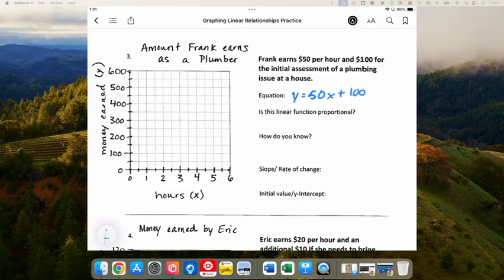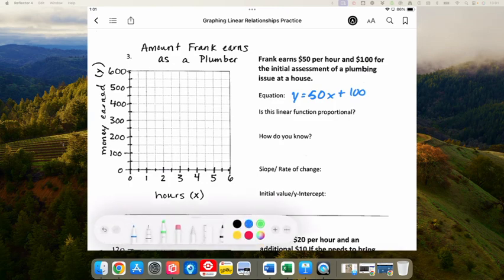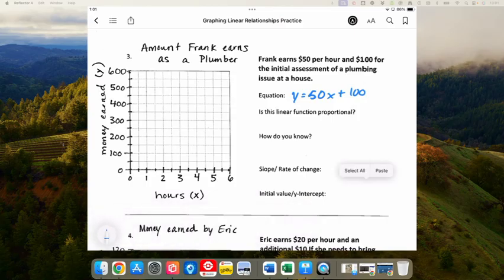Now, is this linear function proportional? The answer is no, because we do have something that is not 0 being added to the end of that equation. So the answer, nope. How do you know? Because of the plus 100 at the end.